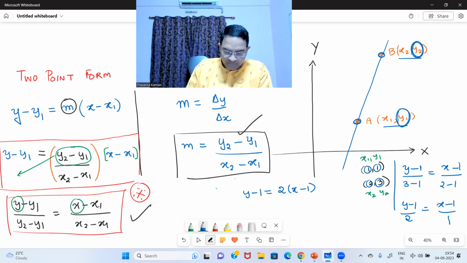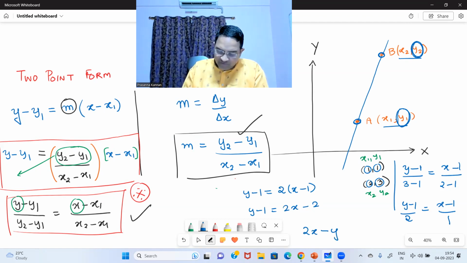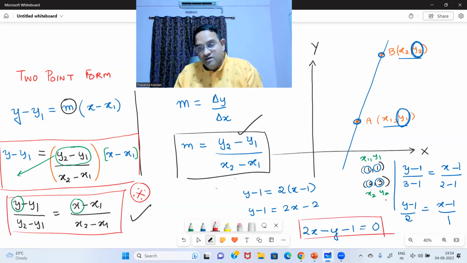You can simplify it further. Or if you want to write in the form ax plus by plus c equal to 0, 2x, this plus y on the other side becomes minus y. Minus 2 plus 1 becomes minus 1. So final equation is 2x minus y plus 1 minus 1 equal to 0. Got it, students?